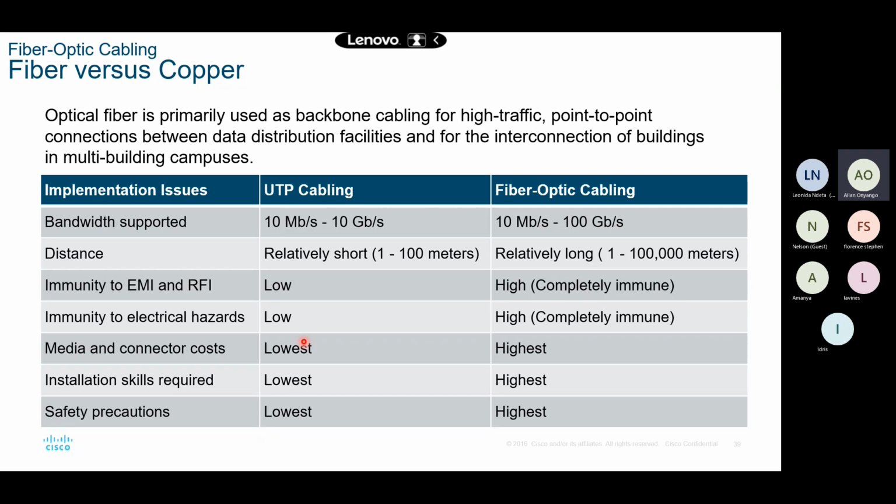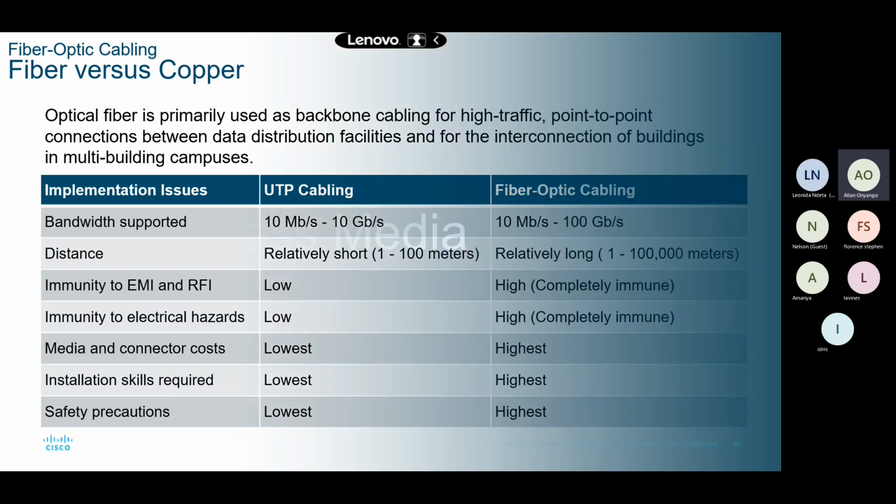The cost of media and the connectors is low in copper and the highest in fiber optic. Skills of installation required is lowest in UTP and highest in fiber optic. Safety precautions are low for copper and the highest for fiber. In fact, if you ever took that piece of fiber and pointed it towards your eyes, you will never see again. And that's why termination is done inside a machine. You put both wires inside a machine, lock that machine, and then it happens inside the machine. You just operate the machine, and that basically happens.